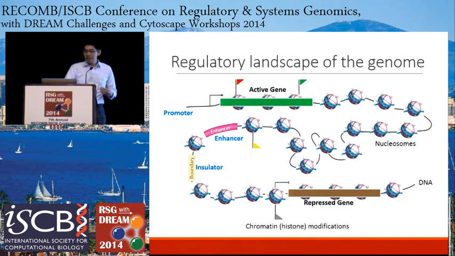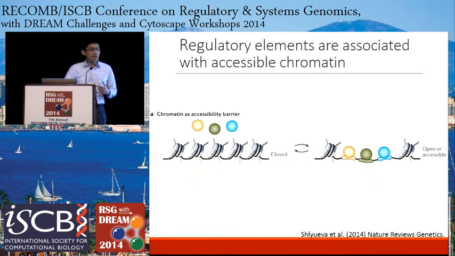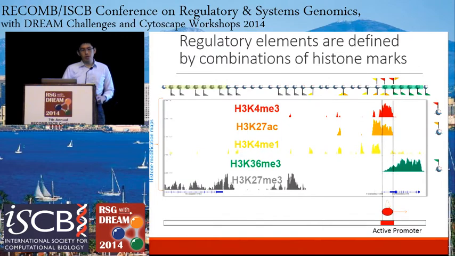The other feature that these elements are associated with is accessible chromatin, because usually these regulatory elements are functional only when transcription factors are binding to them. So the chromatin has to be accessible in order for these transcription factors to bind. A common approach to identify these regulatory elements is to use the combinations of different histone marks.